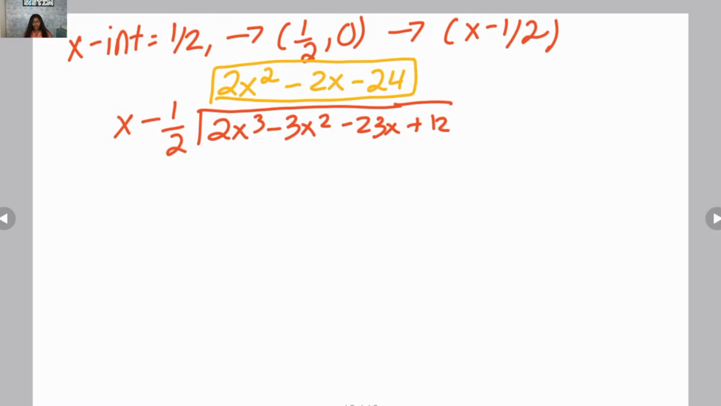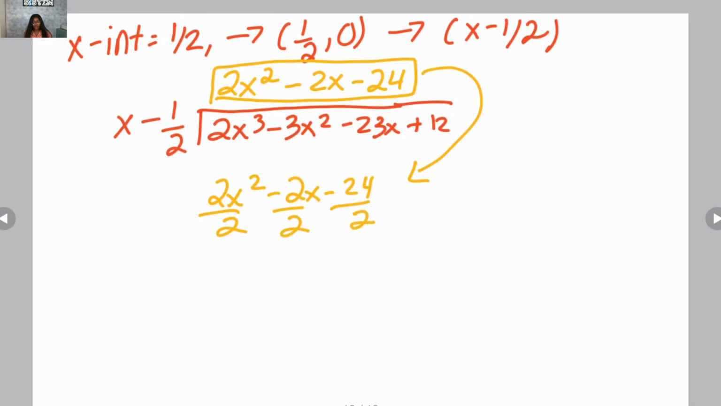So from here, we need to find the rest of our x-intercepts. Still very simple. We can find the rest from here, from this 2x squared minus 2x minus 24. We just need to factor, right? The first thing I'm going to personally do is divide everything by 2, because I'm seeing a common number of 2 between all of these. When I do that, I'll get x squared, negative x, and negative 24 divided by 2 is negative 12.